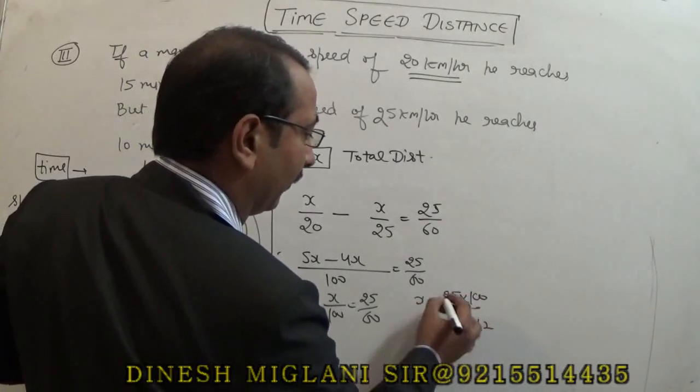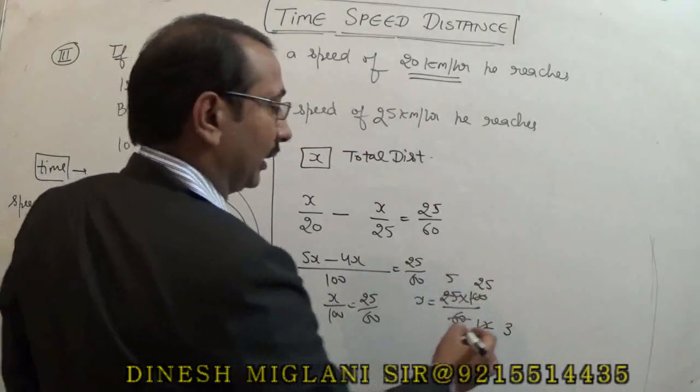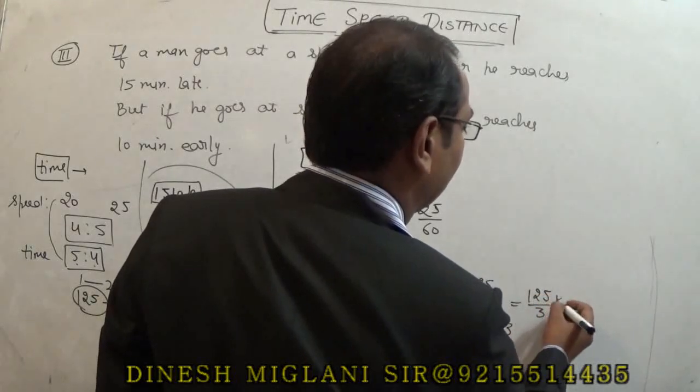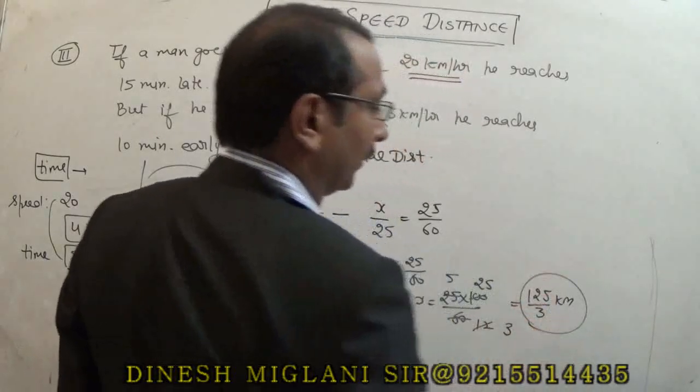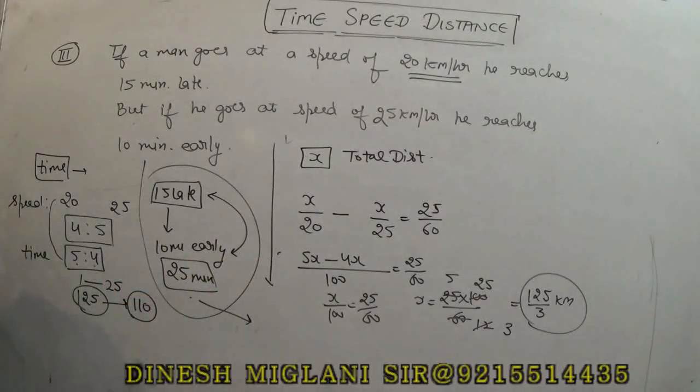Simplifying, we can say that the distance is equal to 125 upon 3 kilometers. That becomes your answer. The same distance we found when we solved this question with our earlier method. This may be very helpful when you have to only find the distance.